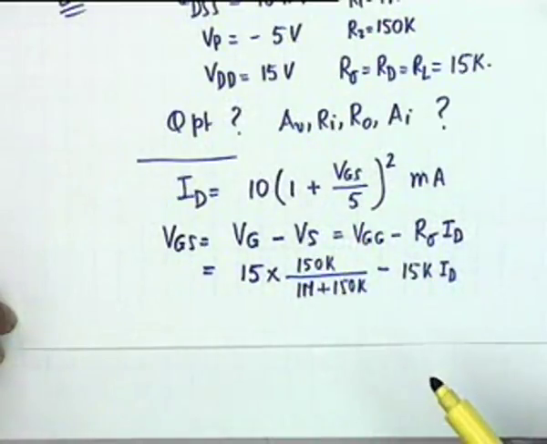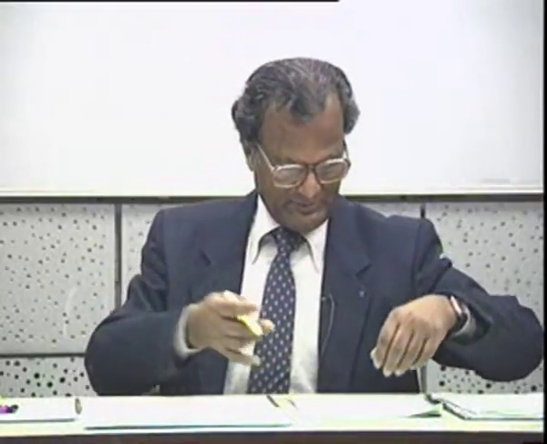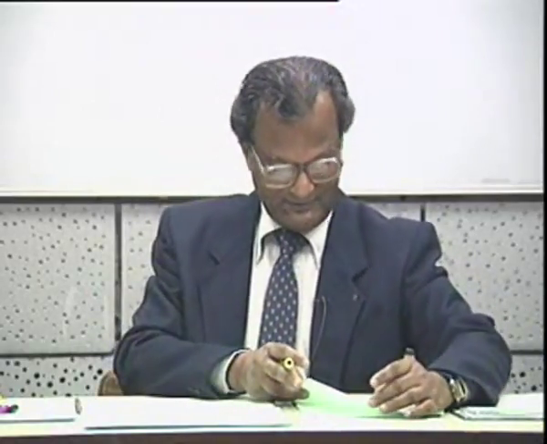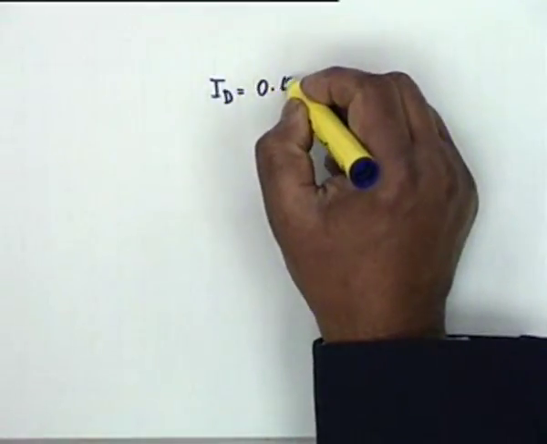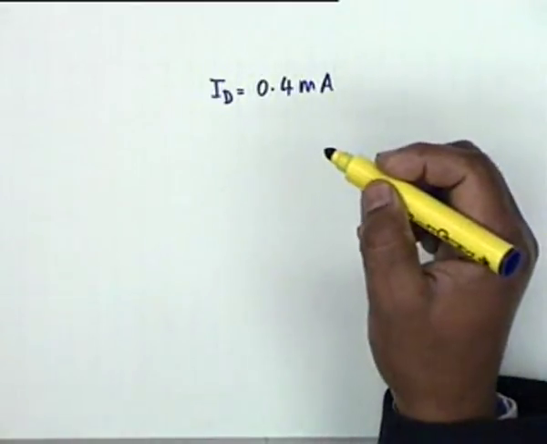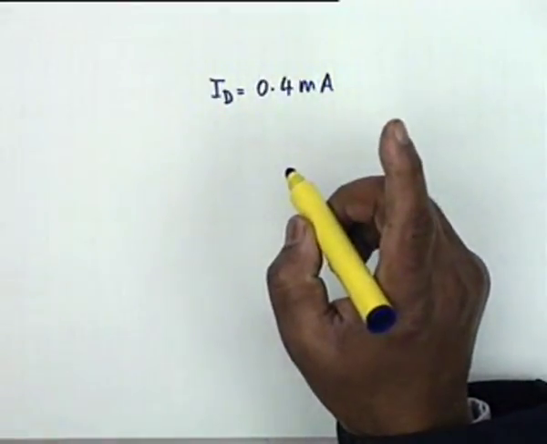Substitute this here, then you get an equation in ID which is not a linear equation, which is a quadratic. And the equation, after you clear the algebra and solve it, I'll skip all this arithmetic, you get I sub D equal to 0.4 milliampere. Now a quadratic has two solutions, you must be careful in choosing the solution. The other solution will make the FET not operate in the linear region, all right? The other solution will not be acceptable.